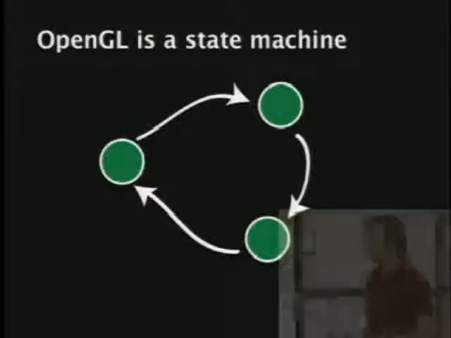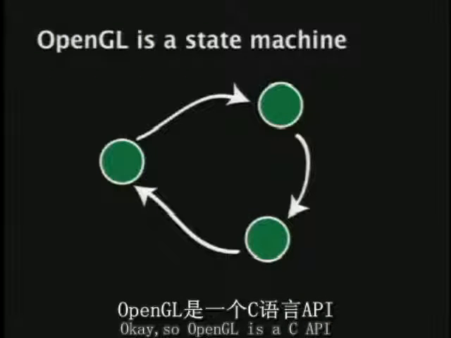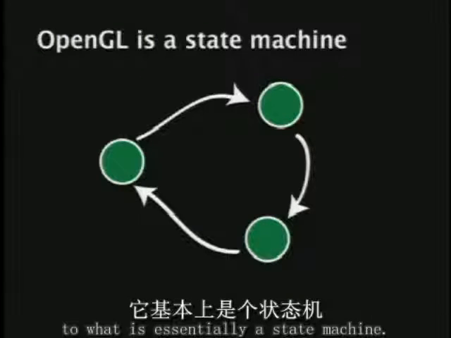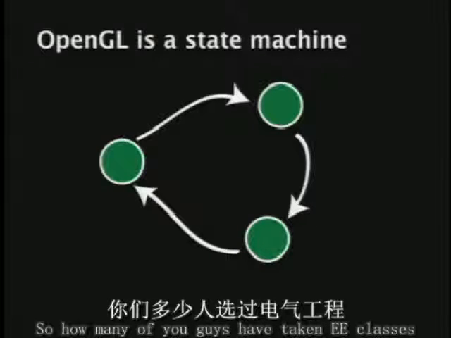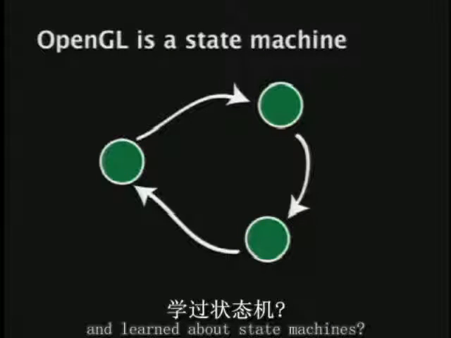OK, so OpenGL is a C API to what is essentially a state machine. So how many of you guys have taken EE classes and learned about state machines?